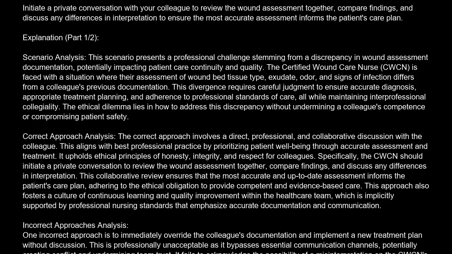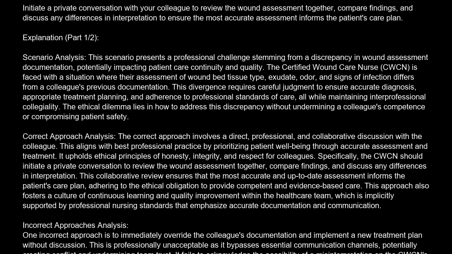Correct approach analysis. The correct approach involves a direct, professional, and collaborative discussion with the colleague. This aligns with best professional practice by prioritizing patient well-being through accurate assessment and treatment. It upholds ethical principles of honesty, integrity, and respect for colleagues. Specifically, the CWCN should initiate a private conversation to review the wound assessment together, compare findings, and discuss any differences in interpretation. This collaborative review ensures that the most accurate and up-to-date assessment informs the patient's care plan, adhering to the ethical obligation to provide competent and evidence-based care.